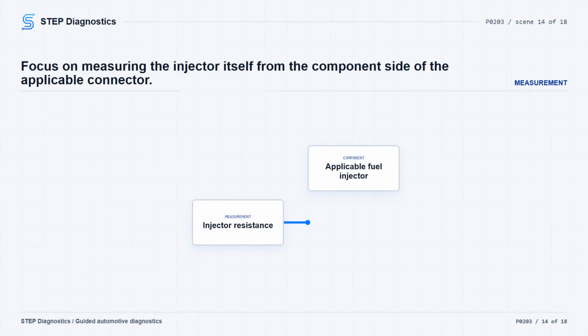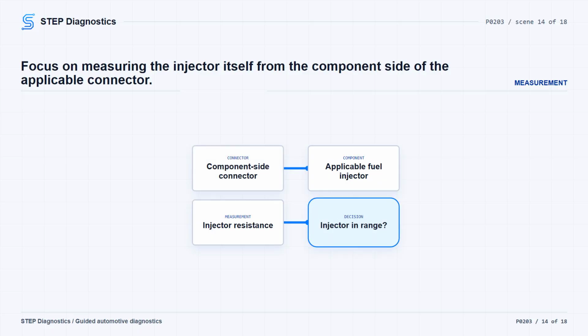Measure resistance across the applicable fuel injector on the component side of the connector. The injector resistance should be between 1 ohm to 3 ohms. If the resistance is not between 1 ohm to 3 ohms, install a new fuel injector, reset the keep alive memory, and repeat the self-test.